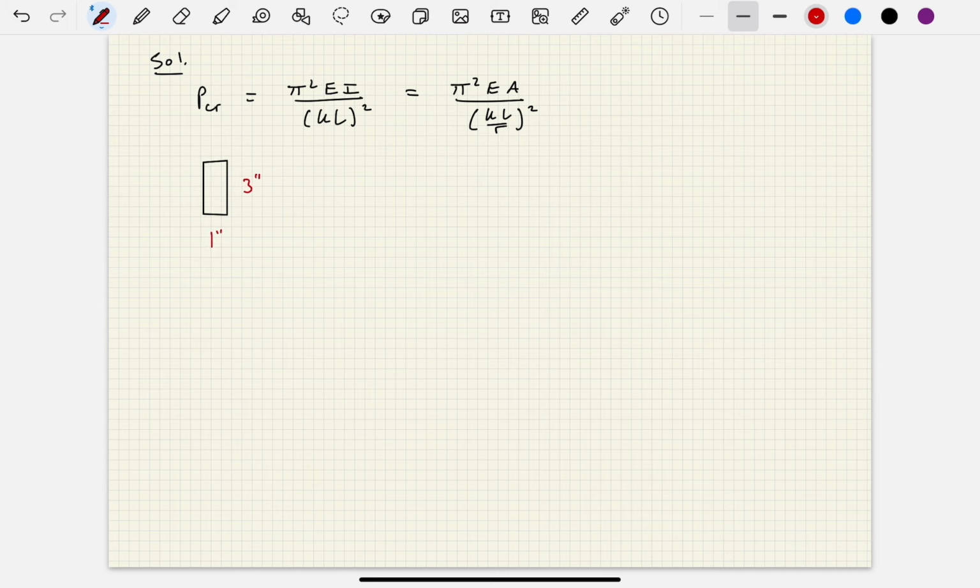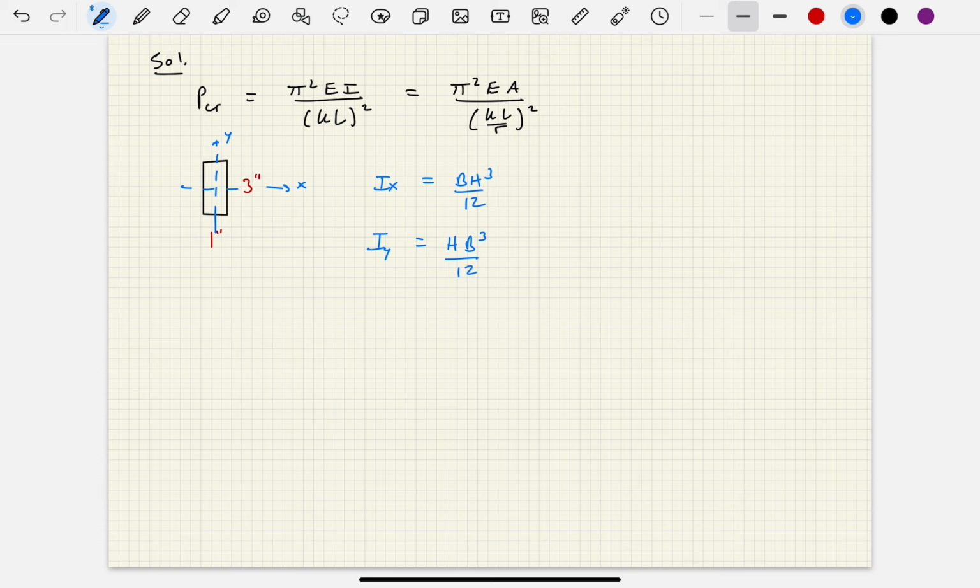Now, you have 2 cross-section axes here, right? You've got the Y axis and the X axis, all right? And so that means you have 2 cross-section moments of inertia, right? You have Ix, which will be b h cubed over 12. That's the formula for moment of inertia of a rectangle. And then you've got Iy, which is h b cubed over 12.